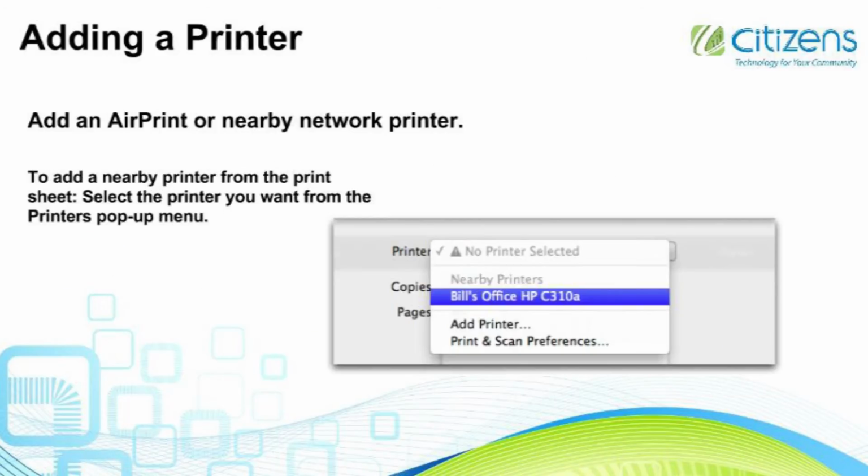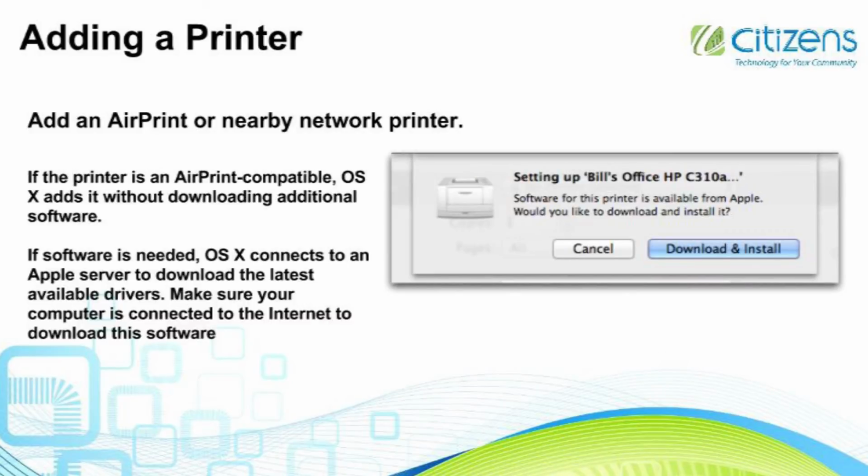Now, if you want to add a printer by air, you would look at the nearby networks of printers. To add a nearby printer from the print sheet, select the printer you want from the printer pop-up menu. So after you search for the menu, this one is Bill's Office HP. You would click on that. AirPrint is already compatible with OS X. It automatically adds that without downloading any type of software. But if it's not compatible, you will have to download software, and it will prompt you with this window. And you can download and install the software needed to use that printer.